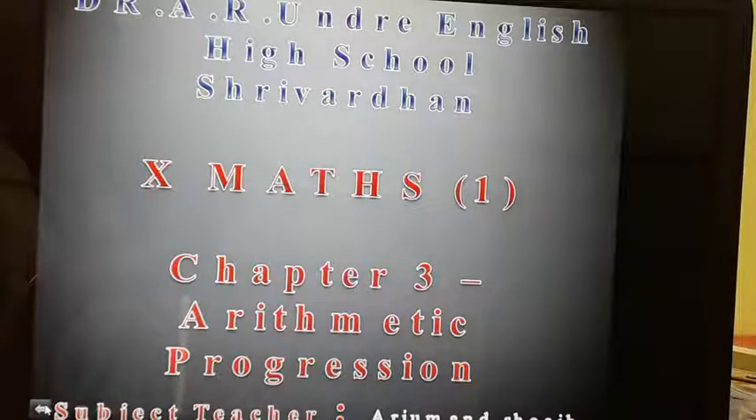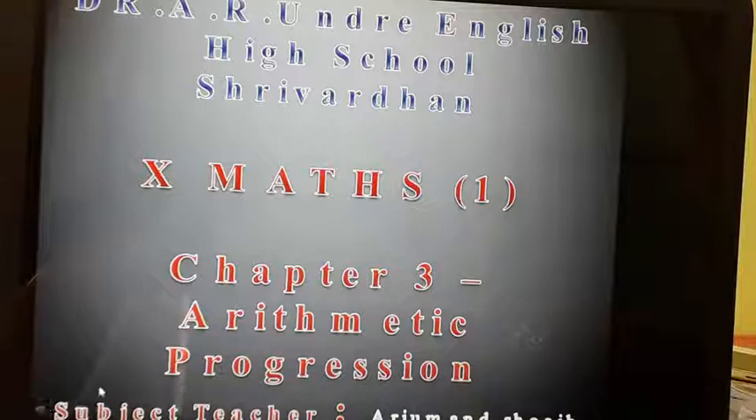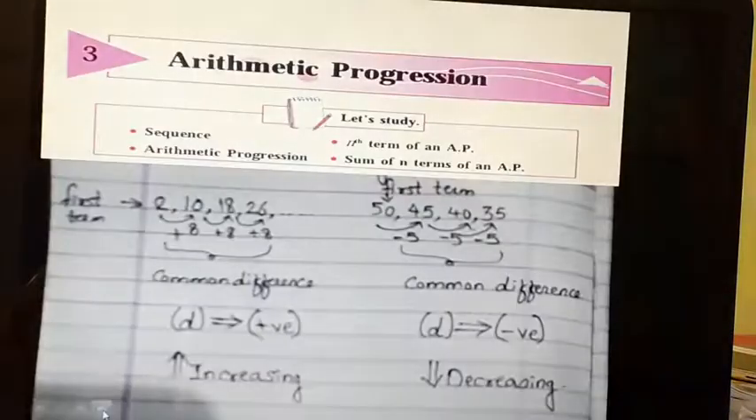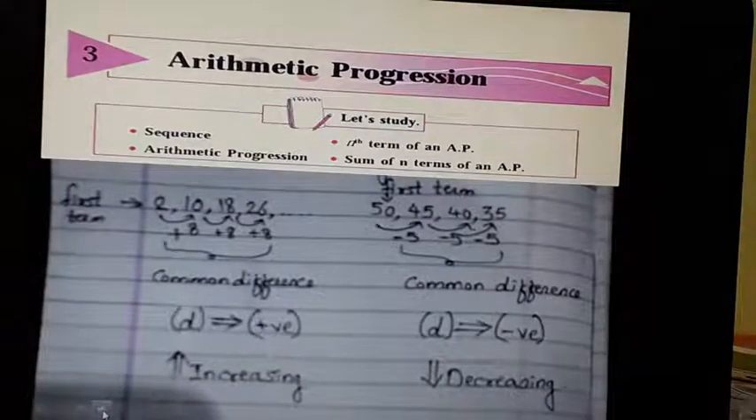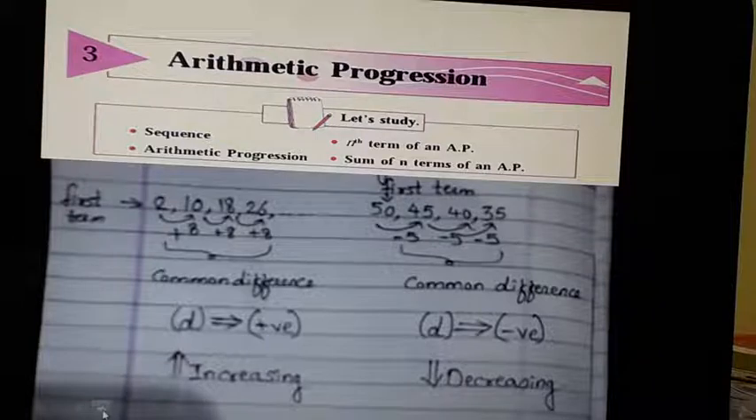Hello students, today we are going to start with our new chapter of Maths Part 1, that is Arithmetic Progression, your chapter number 3. In mathematics, an arithmetic progression or arithmetic sequence is a sequence of numbers such that the difference between consecutive terms is constant. So in this chapter we are going to study sequence, arithmetic progression, nth term of an arithmetic progression, and sum of n terms of an arithmetic progression.